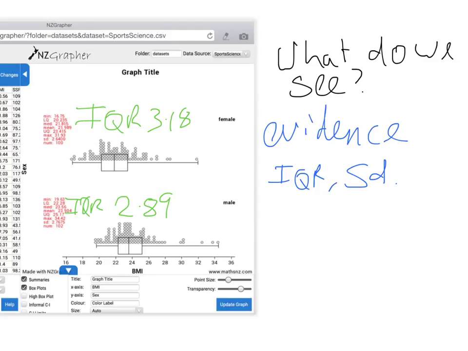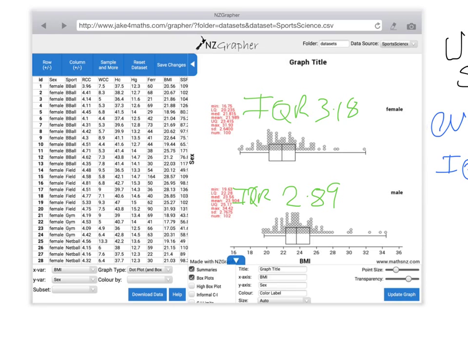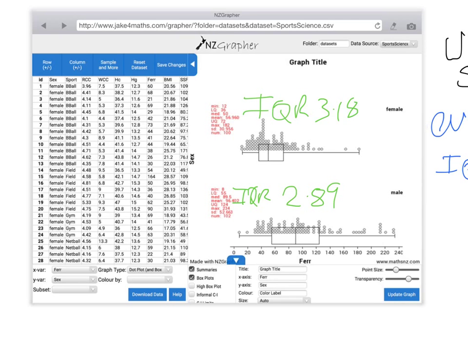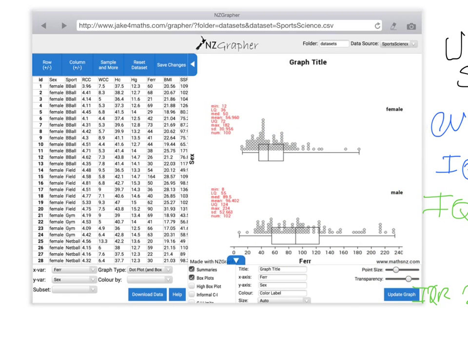Now, that's not always true. It's not always the case that two samples will be the same. So what we want to do is have a look at somewhere that's not the case. I just had a quick look through the data before to find one where it wasn't the case. So FERR, I don't actually know what FERR stands for, but if we look at this one here, this time we've got a much different picture.